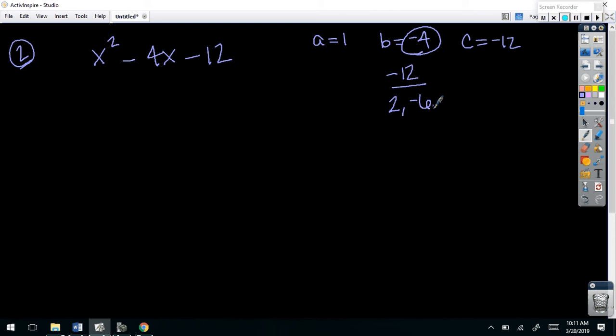2 and -6. If you start struggling, start listing out the factors. 1 and 12, 2 and 6, 3 and 4. And then which one would you need to make negative for them to add to -4? Okay? When the signs start going negative is when it really starts getting tricky. Okay? All right. So we're going to change -4x to what? Plus 2x and minus 6x. Do we all agree?